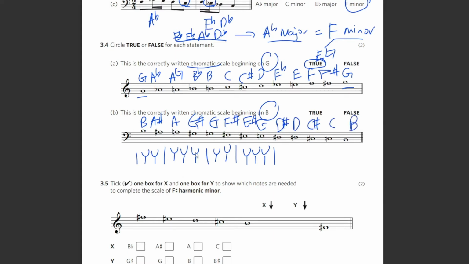Okay, so now let's check. I start off with B. Then A sharp is here. A, G sharp, G, F sharp. E sharp is here. When you put a sharp, it is one semitone to the right. So this is E sharp, then E, D sharp, D, C sharp, C, then B. So it's correct. Each note is one semitone lower than the previous note. So this is a correctly written chromatic scale beginning on B.